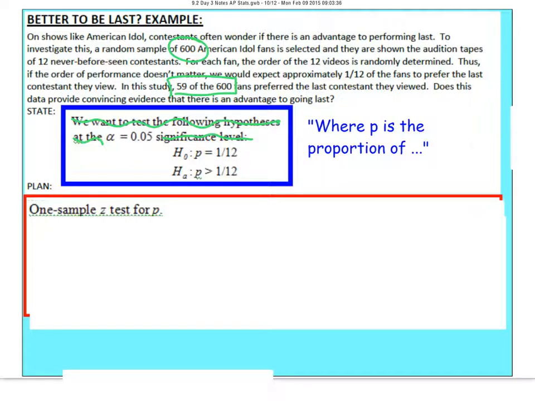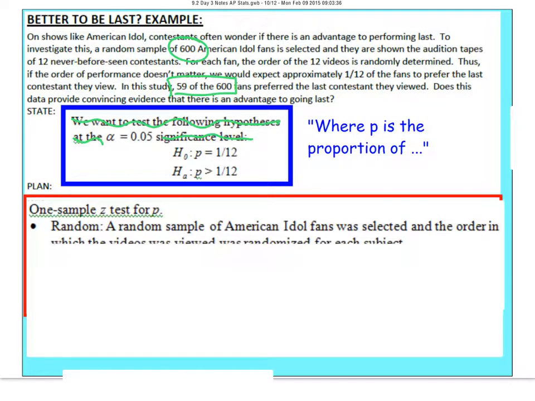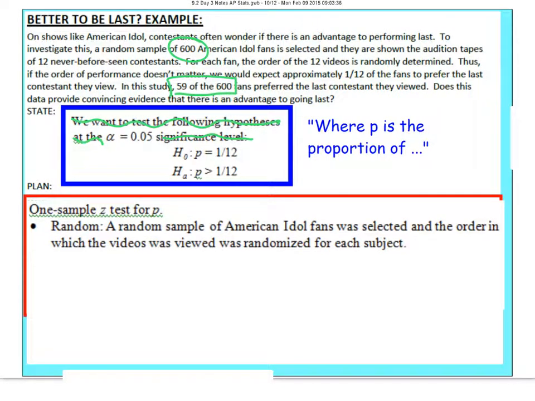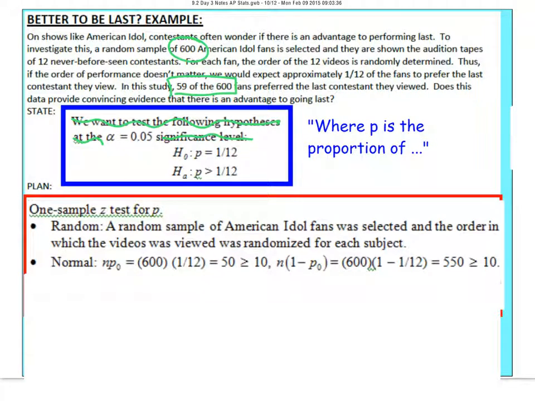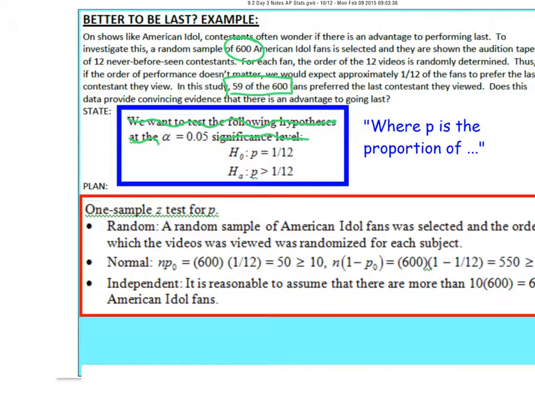Okay, for randomness now, let's just talk about that. A random sample of American Idol fans was selected, and the order in which the video was viewed was randomized for each, so we're fine. Check the normal condition. 10 times P naught, where P naught is 1/12, so 50 is greater than or equal to 10. Let's check the failure rate of that one, it would be 550 is greater than or equal to 10, so it's approximately normal. For the independence component, it is reasonable to assume that there are more than, remember, 10 times our sample size, more than 6,000 American Idol fans, so our conditions have been met.